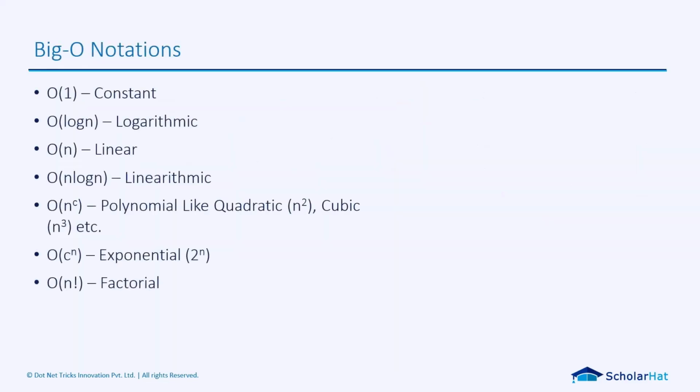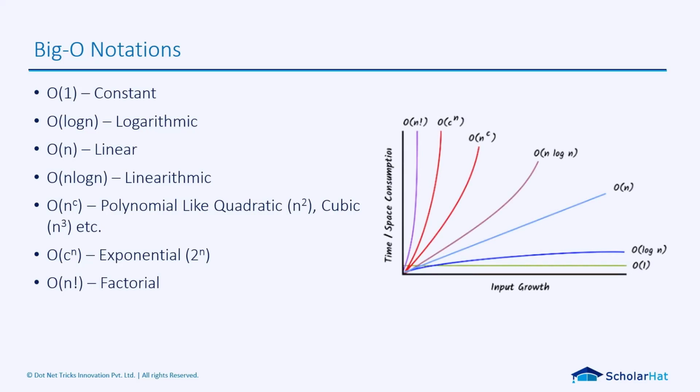Next up, we see big O notations. We'll go into detail about big O notations, with examples of which code will be O(1), that is constant, which code will have the complexity of O(log n), that is logarithmic, O(n), that is linear, O(n log n), that is linearithmic, O(n^c), that is polynomial like quadratic, cubic, and next is exponential, that is O(c^n), and O(n!). If you see over here, you can see the graphs related to that.